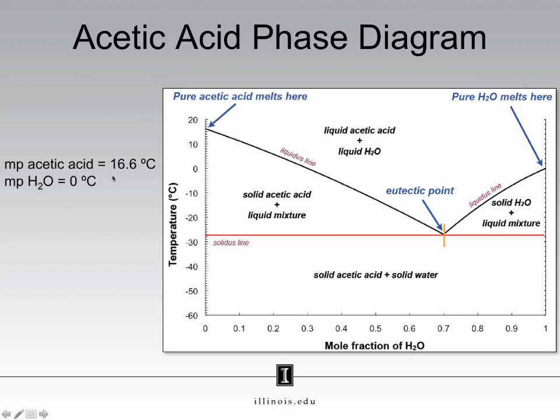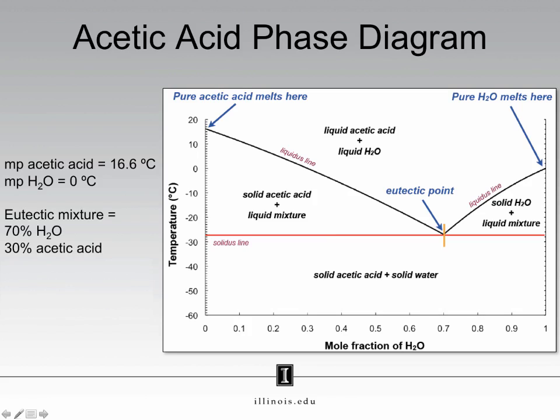We know that a eutectic mixture creates a eutectic point, and a eutectic point is the place on the diagram that has the lowest melting point. We see here on the diagram that the lowest melting point is right here. And the mole fraction of water at that point is about 0.7. Therefore, a mixture that is 70% water and 30% acetic acid is a eutectic mixture.